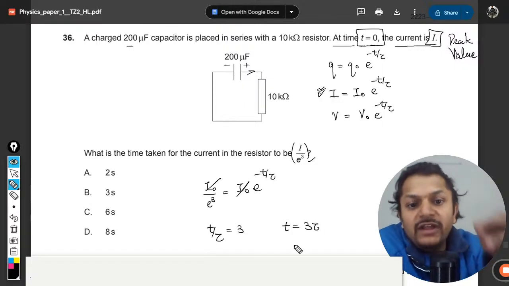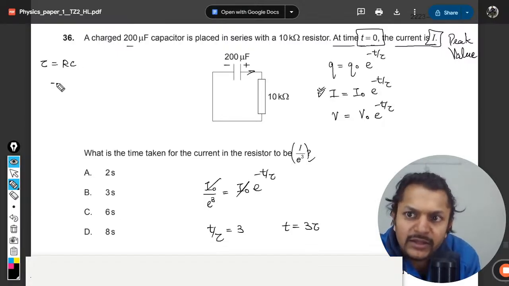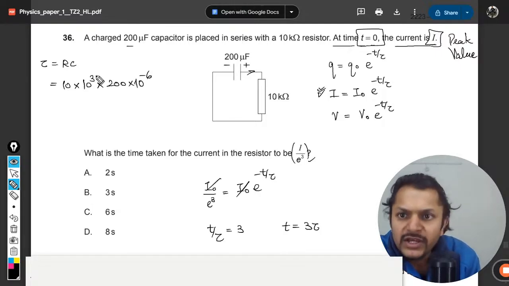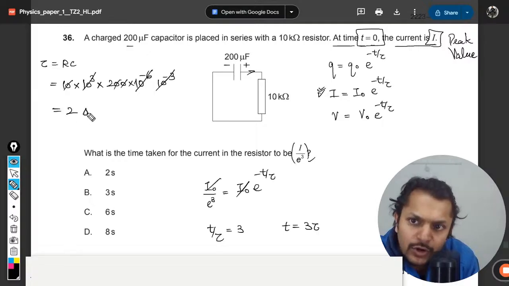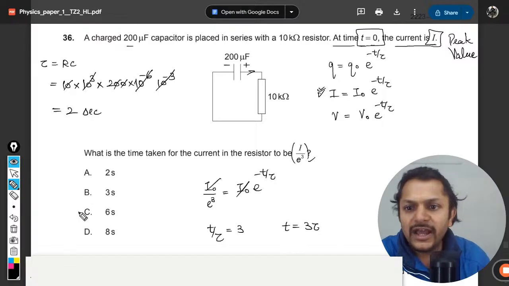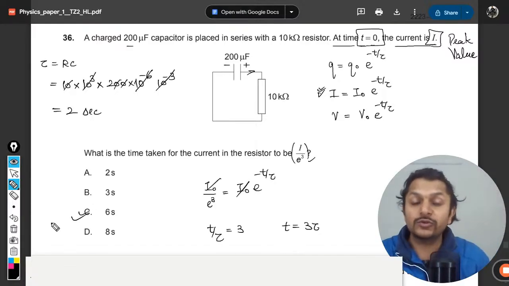The time constant value is not given in the question, so we will find it. Time constant is given by the product of resistance and capacitance. It is 10 raised to power 4 into 200 into 10 raised to power negative 6, because it is micro. So the powers get cancelled out, and the time constant is coming out to be 2 seconds. Clearly, we will multiply it with 3 and the answer will come out to be equal to 6 seconds. So this is how we do this question, dear student.